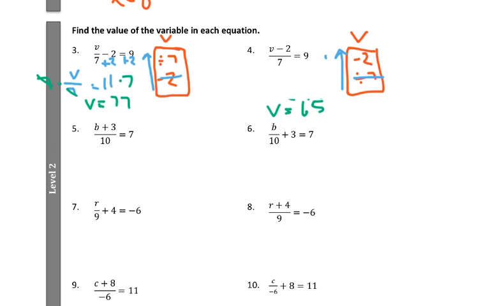I want to show you that this is true. If I were to put this 77 in for this v over here, we would have 77 minus 2 divided by 7, and in theory that should equal 9. Well, 77 minus 2 is going to be 75 divided by 7 equals 9. And 75 divided by 7 is going to be 10 point something. You could plug it in your calculator. It's not 9. But if we correctly plug 65 in for this v, 65 minus 2 divided by 7 equals 9. Well, 65 minus 2 is 63, and 63 divided by 7 is 9. So that's the correct answer there.